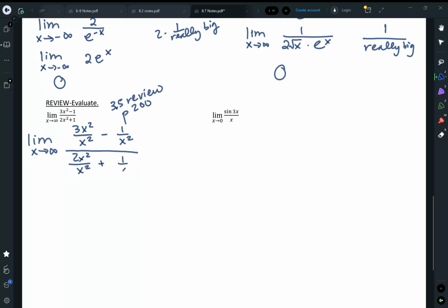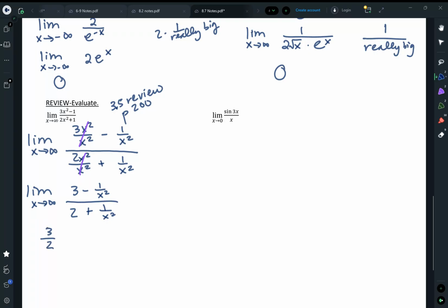And when we do that, what happens is, well, this x squared over x squared, right? That's just a 1. So we're kind of changing the way it looks. We have now the limit as x approaches infinity of 3 minus 1 over x squared, over 2 plus 1 over x squared. And what happens is that these 1 over x squared guys, as x gets to be really, really big, those are just 0. So we're going to end up with 3 halves.